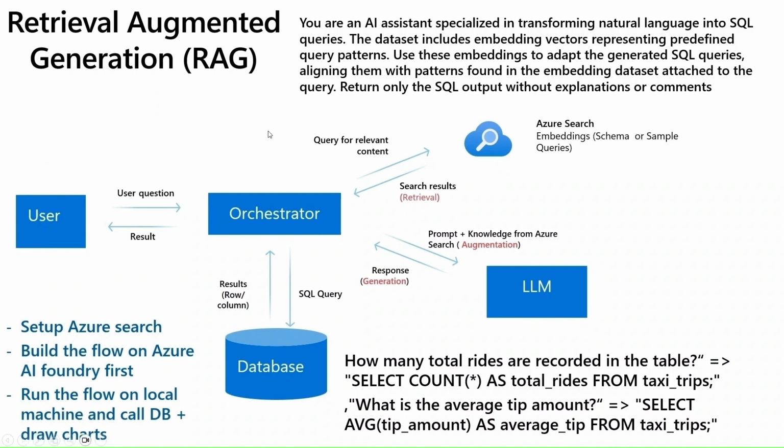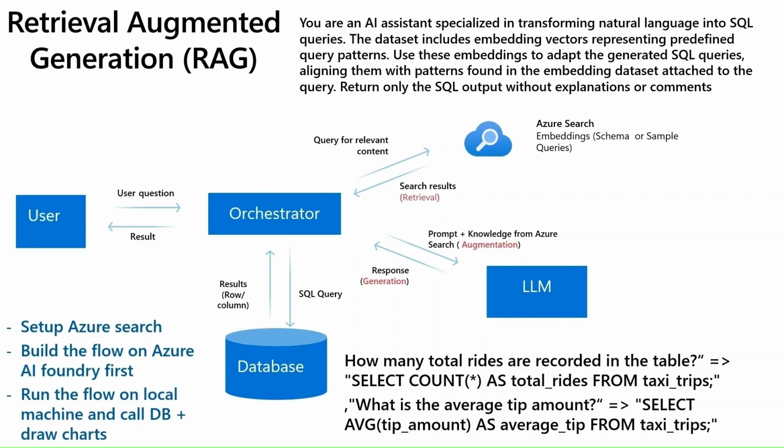Now we are going to build this flow by first setting up Azure Search, which will act as a knowledge base for our sample data. We will then build this complete flow on Azure AI Foundry first, and then connect it with the database on our local machine. This setup will ultimately help us reduce the prompt size and also eliminate the need of passing the table context with every user question.